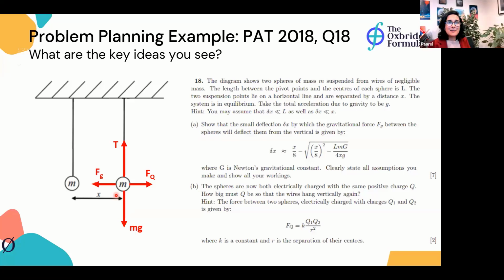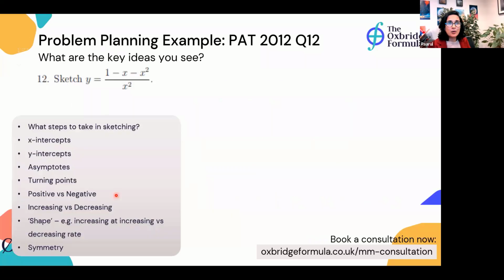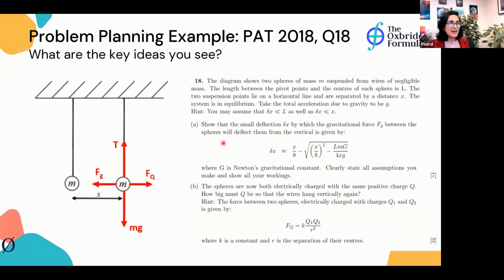Great. Okay. Thank you so much for that. We actually have one other question that we're going to be looking at. So this is the graph sketching question, guys. When you were problem planning this in your own time, could you please let me know what thoughts came into your head when you were sketching this? I'm just going to go back a little bit so you can't see what I've got on the page.